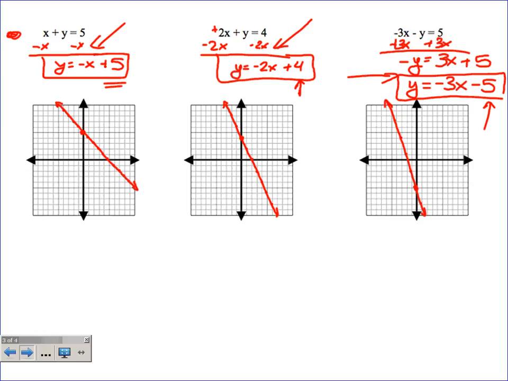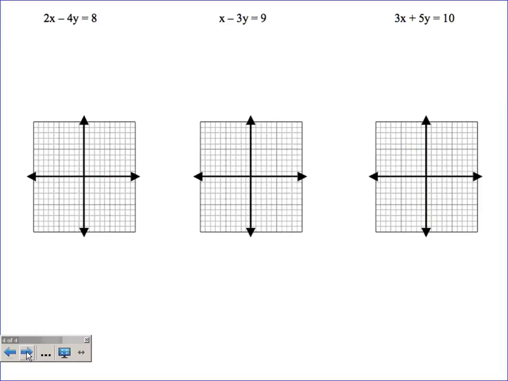Next one. And maybe this gets just a little bit more complicated to solve for y. We'll see how this turns out. What's the first step that we do for this one? Okay, subtract 2x. So we're always subtracting the x term. It's always our very first step. So we'd have negative 4y equals negative 2x plus 8. Then what do we need to do?